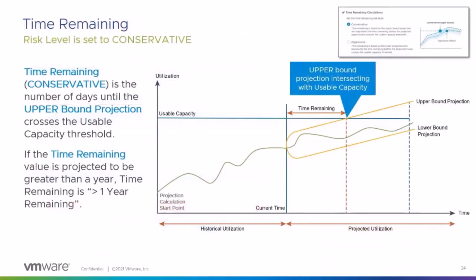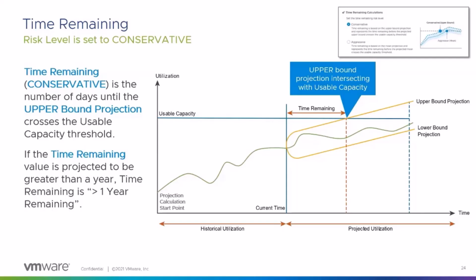Okay, so now I mentioned several different terms that the capacity engine outputs. I want to go through and define what those terms are and how they come into play. I've got several charts here, which I'll run through.